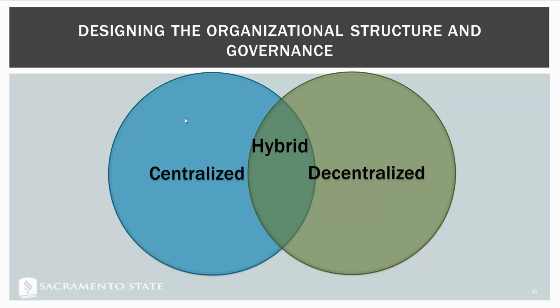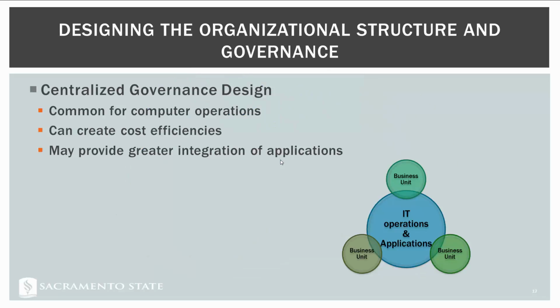So we have our three options here. We have a centralized, a decentralized, and then there's this overlap where we have a hybrid approach. This is becoming more common lately. So a centralized governance design, this is what this means. We take our IT operations and our applications from all of our different business units, whether this is different divisions, subsidiaries, or operations in various countries, however we decide to organize ourselves as a company. But we centralize all of our operations, meaning our data centers, our network infrastructure, our overall IT infrastructure, all of the operational side, and we centralize the applications.